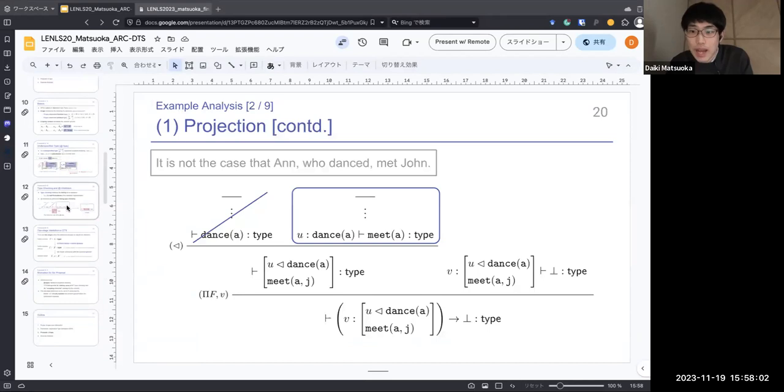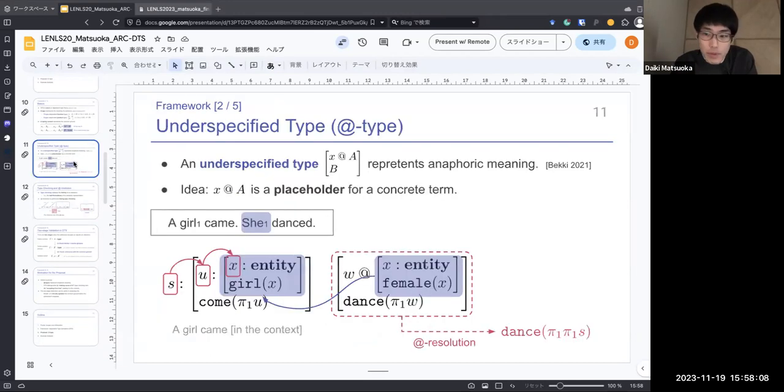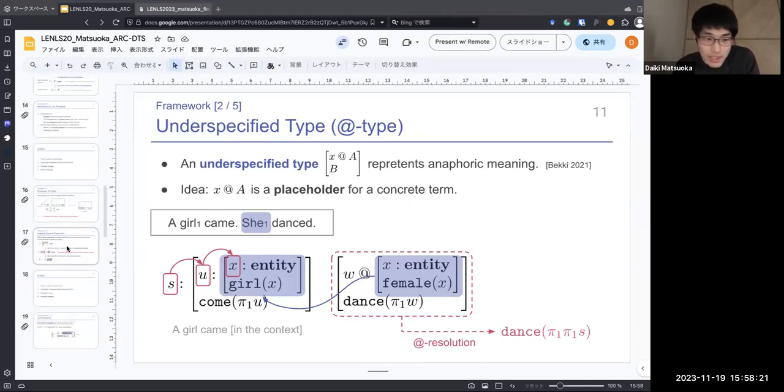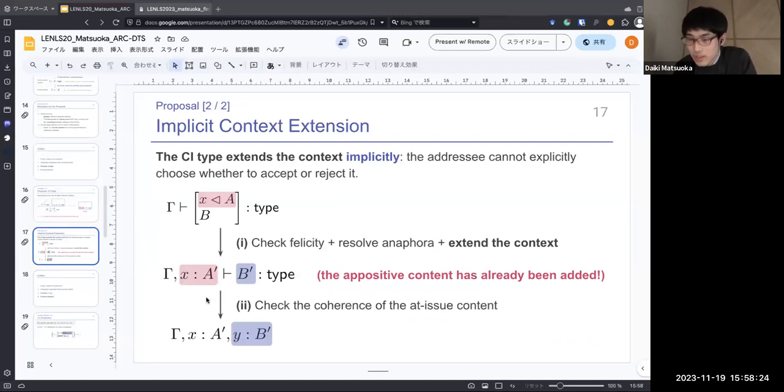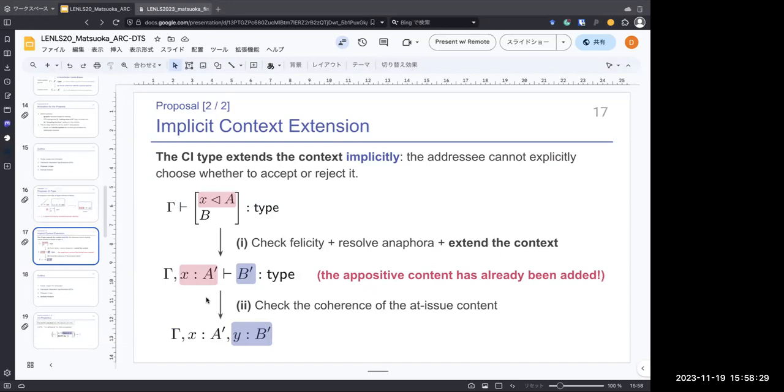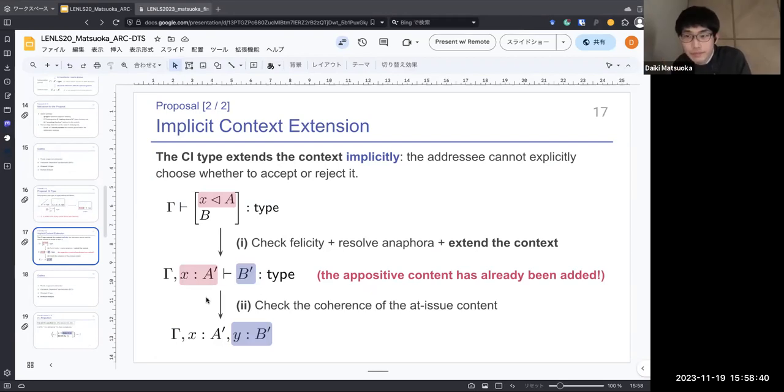All right, thank you for the question. Although I have no time to explain that, in DTS, presupposition is accounted for using this aspirant type. So presupposition is resolved by the preceding context using this aspirant type, while in our proposal, the CI context is not resolved, but extends the context in this way. So this is the difference. I see. So you have different systems for each, a distinction between presupposition and CIs. Yes. Okay, sounds good.